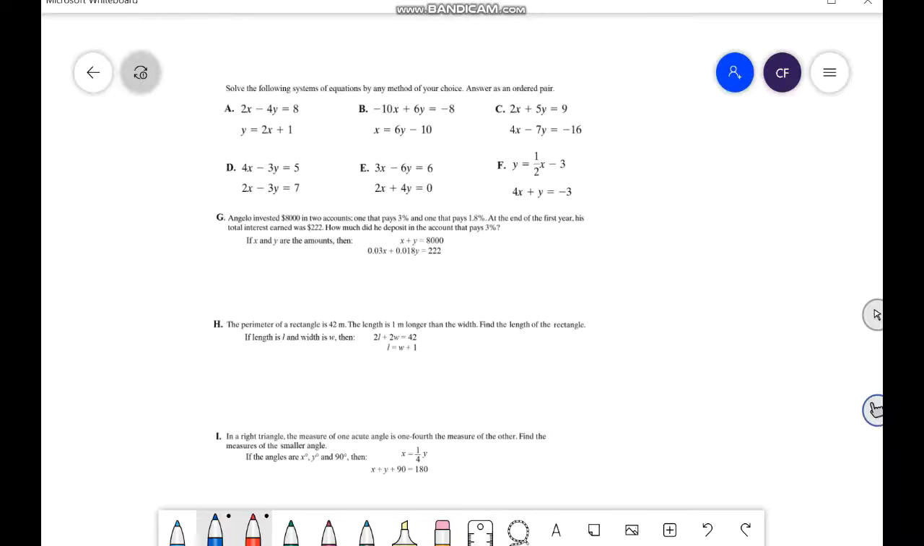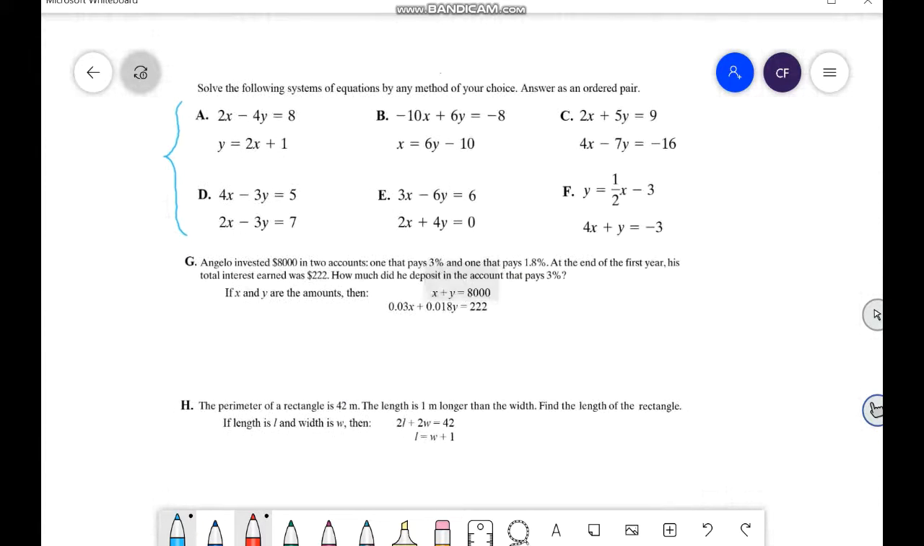Okay. Now on the quiz, we have two parts of the quiz. The first one, you have to solve some systems of linear equations. Let me read here the question. Solve the following systems of linear equations by any method of your choice. Answer as an ordered pair.